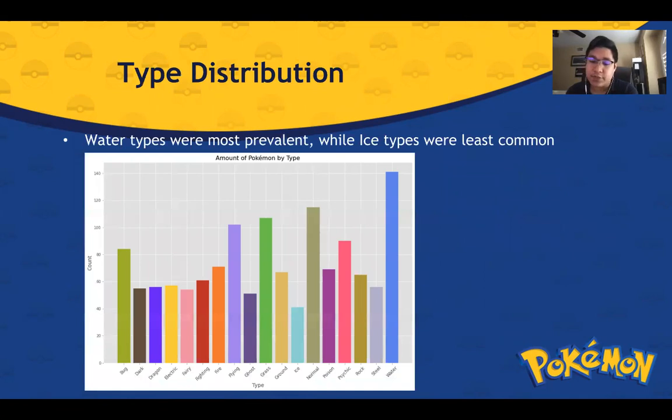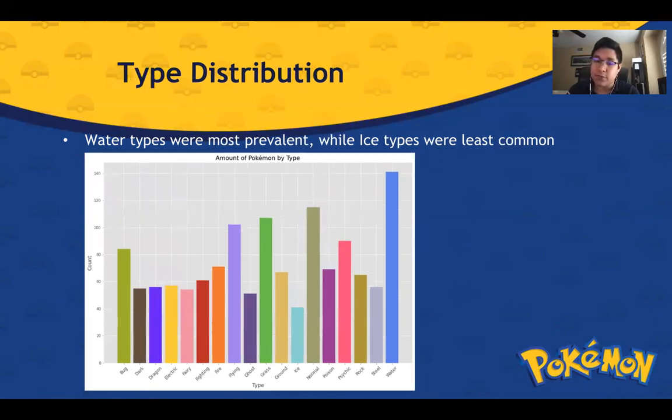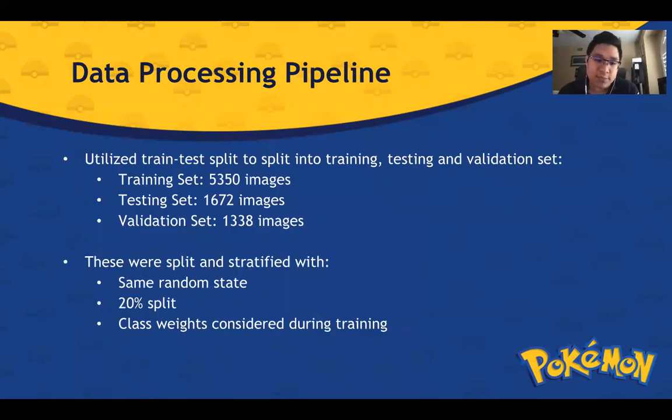So if you look at the distribution of the actual classes of the Pokemon, you can see that the water types are the most prevalent, while the ice types are the least common. If you look at the actual distribution of the images, the water types are still the most prevalent and the ice types are still the least common, but certain types like flying type get a significant boost just by the amount of images. So when we look at the data processing pipeline, we use a train test split to split the images into training, testing, and validation set. These were done with the same random state and a 20% split, and the class weights were considered during training.